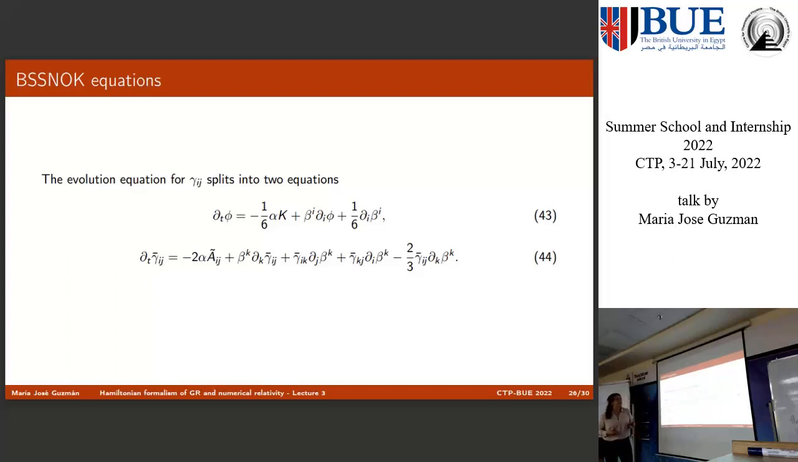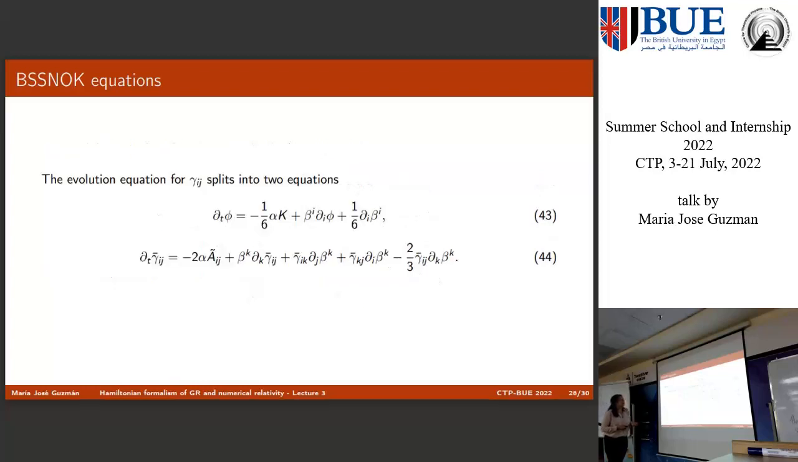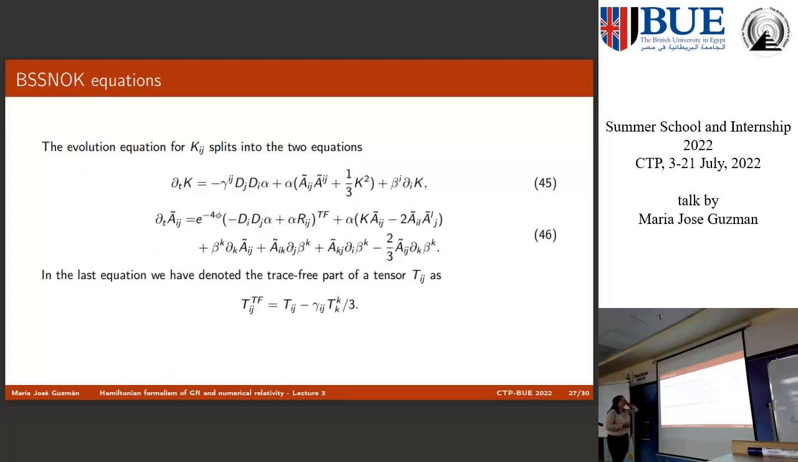And that's good, because somehow I identify what the true dynamics are and the thing that doesn't have any dynamics. And then I can also split the extrinsic curvature. I'm extracting the trace part of the curvature in this equation, and the trace-free part in another equation. Yeah. And here, precisely, I'm taking the trace-free part of this term.